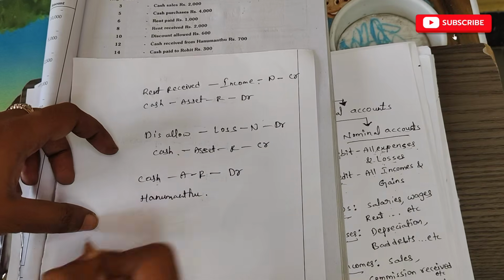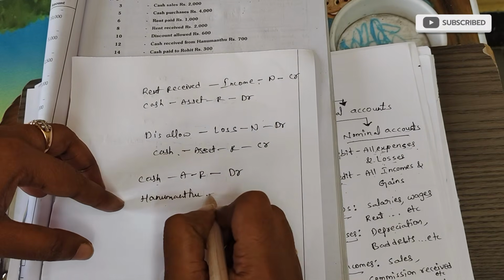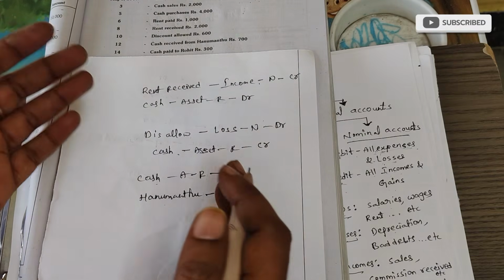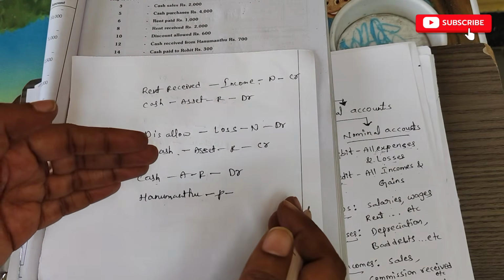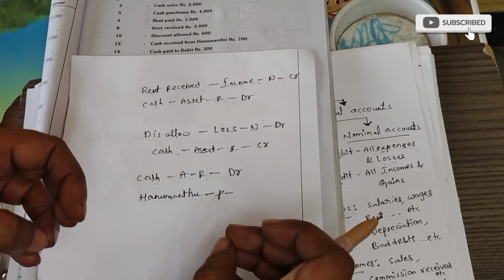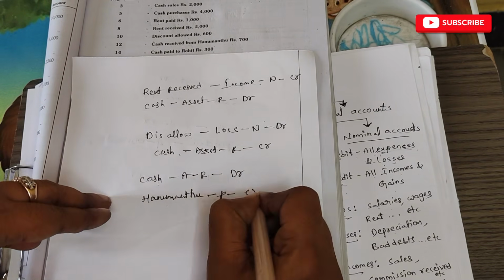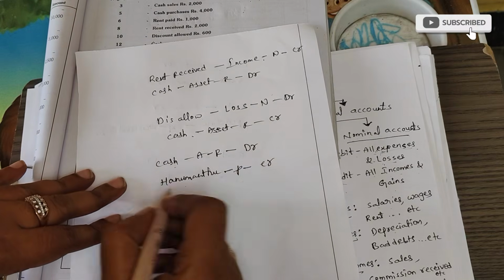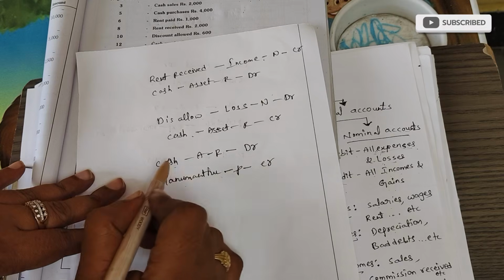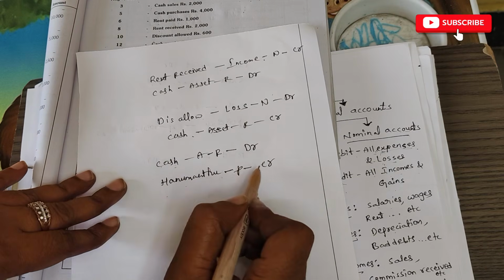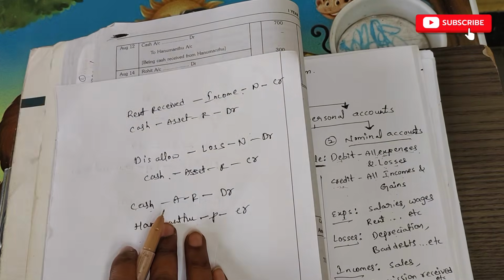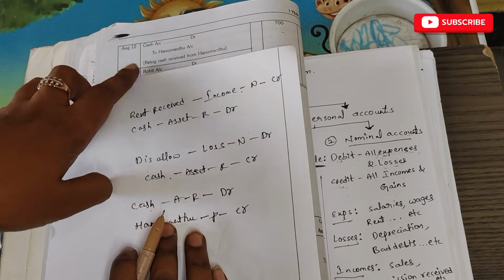So we are receiving cash means cash is debit. And Hanumantu is a person. So it is a personal account. What is the rule of personal account? Debit the receiver, credit the giver. So Hanumantu is a giver or receiver? He is giving amount. So he is a giver. So giver's account, credit according to personal account. So how to write entry? Cash account debit to Hanumantu account, because debit aspect we need to write first and credit aspect we need to write next. So cash account debit to Hanumantu account.